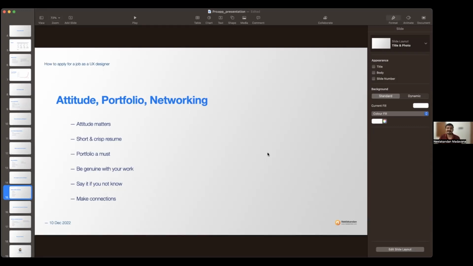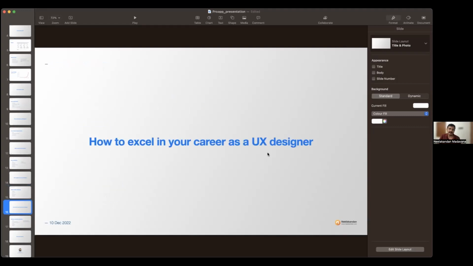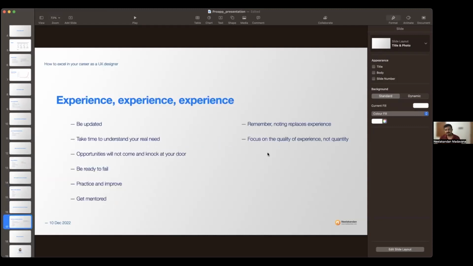So that is something that I would like to talk about: the attitude, portfolio, networking, how to apply for a job, the mindset you have regarding that, and how to excel in your career as a UX designer. You have applied, you have gone in, you have started your career, and the boat started floating. Now, what I have learned is that experience, of course, will take you towards the top.